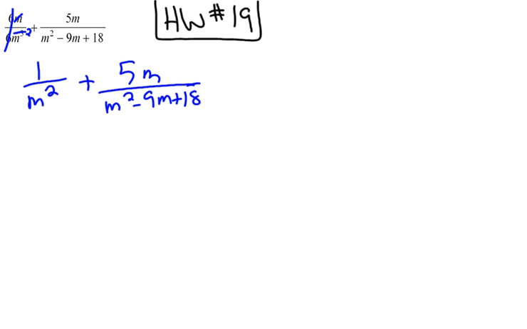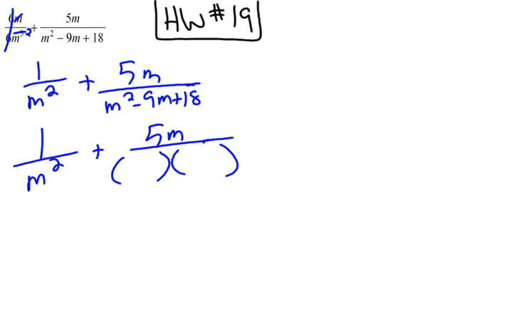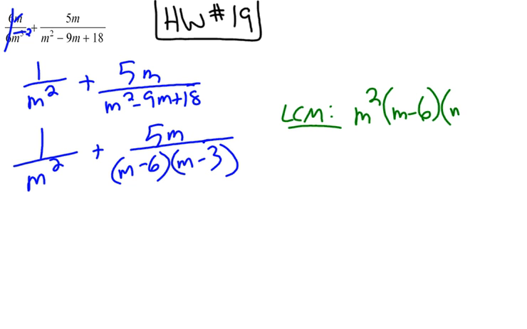Okay, before we can find our LCM, we must make sure each denominator is factored. Cannot factor our first fraction, but the second one can be reverse FOILed. We need a product that'll give us 18, or a sum that'll give us a negative 9. The two numbers should be a negative 6 and a negative 3. Okay, now we can figure out what our LCM is. Remember, each factor must be represented. We have an m squared, we have an m minus 6, and we have an m minus 3.